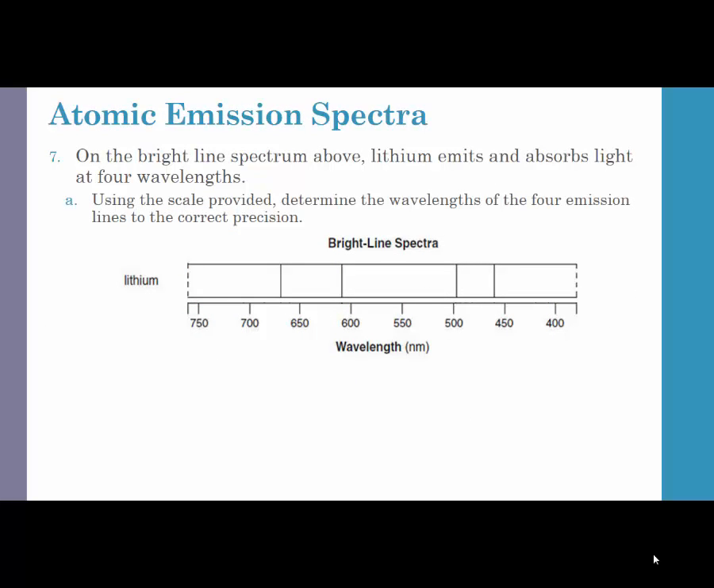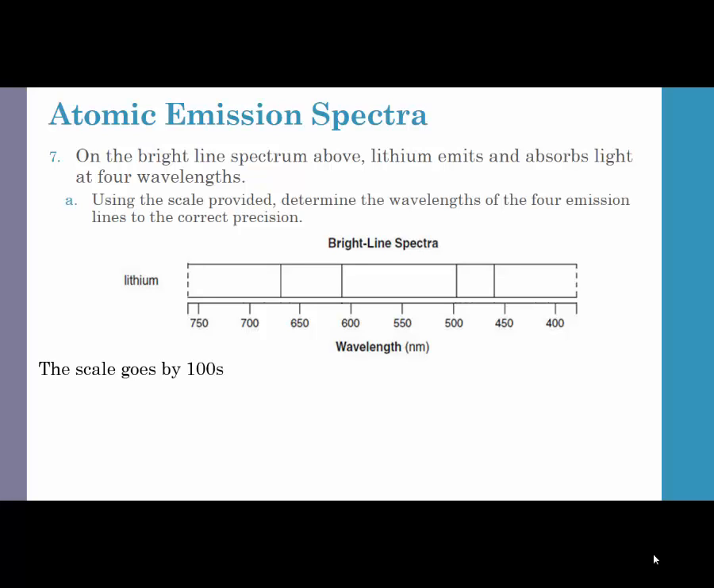On the bright line spectrum above, lithium emits and absorbs light at 4 wavelengths. So using the scale provided, determine the wavelengths of those 4 emission lines to the correct precision. If we look at this scale, it goes by 100ths. And you might be saying, well, wait a minute, it goes by 50s.